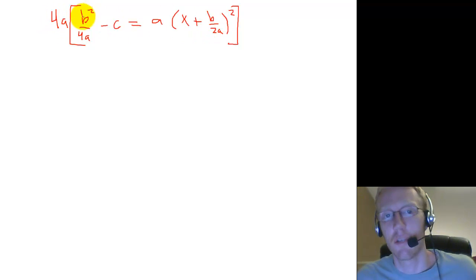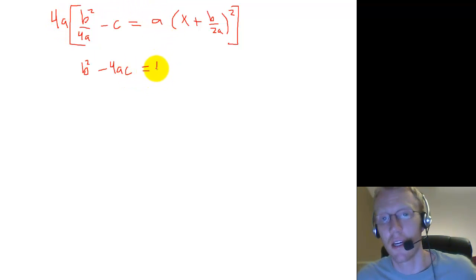The 4a distributes in here and it cancels, leaving us with just b squared, minus 4a times c, which is 4ac, equals. The 4a distributes into here, 4a times a is 4a squared. And for this part, since these are all multiplied together, we only distribute here.